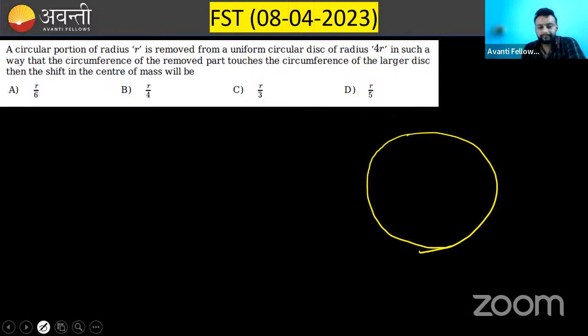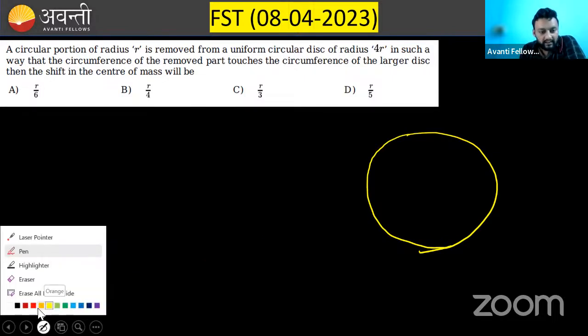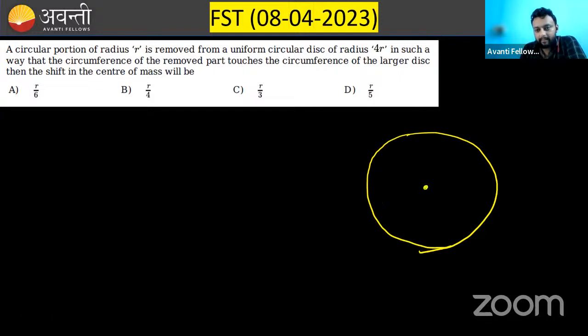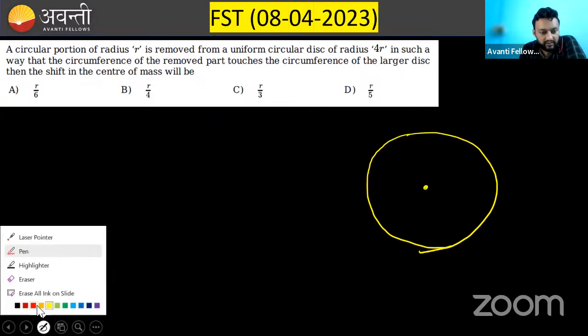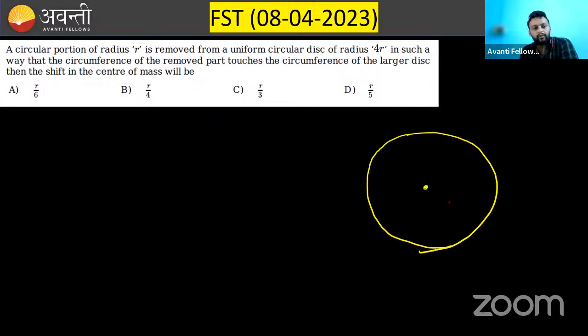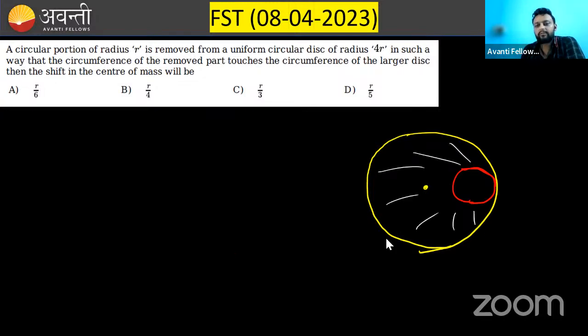Let's suppose this is a disk. Now, what are they saying? This has a radius of 4r. Out of this, a small circular portion of radius r is removed. Something like that, a portion is removed from this. So the remaining portion is something like that. This is the remaining portion.